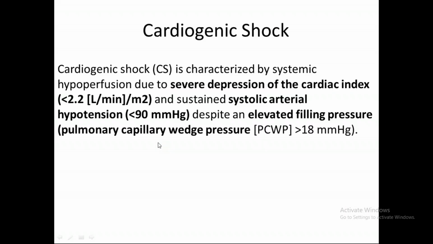So the definition is pretty simple now. Cardiogenic shock, systemic hypoperfusion. Why? Due to severe depression of cardiac index and sustained systolic arterial hypotension despite an elevated filling pressure. ठीक है, बहुत सिंपल है, डेफिनेशन याद हो गई.